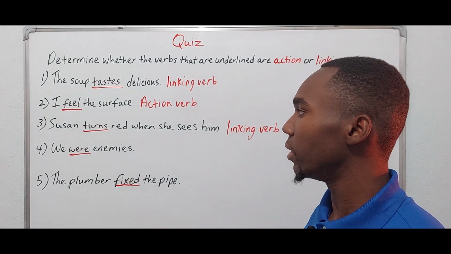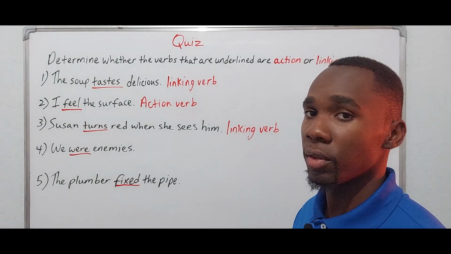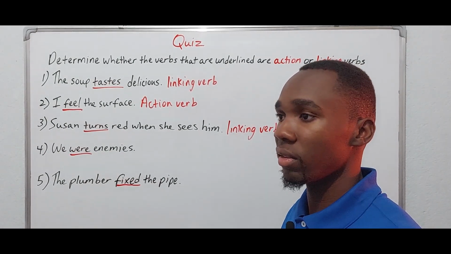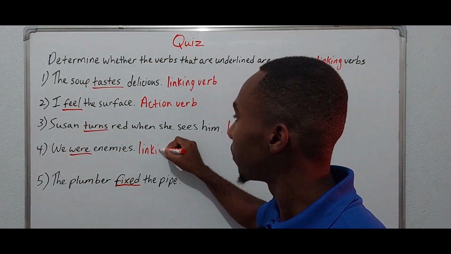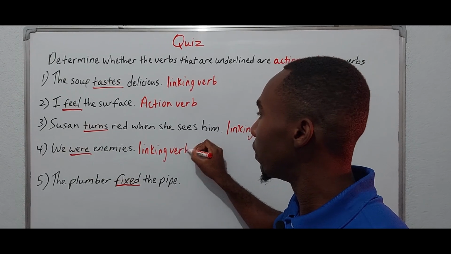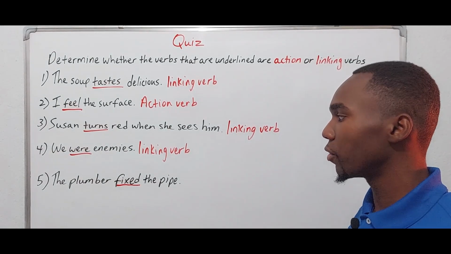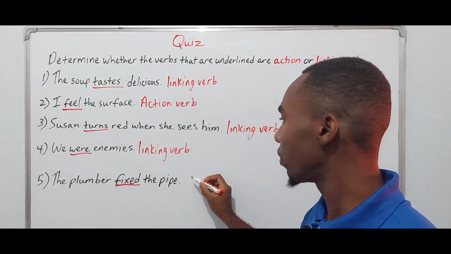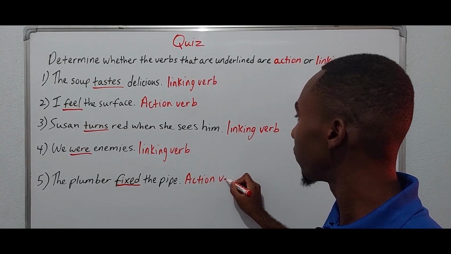4, we were enemies. Okay. You know, this is the verb to be, so we do not even have to look at this again because the verb to be is automatically a linking verb, right? And 5, the plumber fixed the pipe. Of course, fix is an action, right? That's an action verb, right?